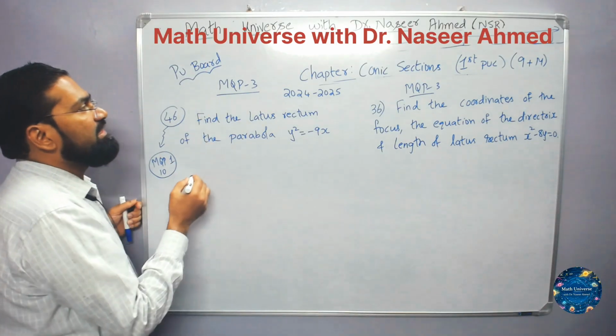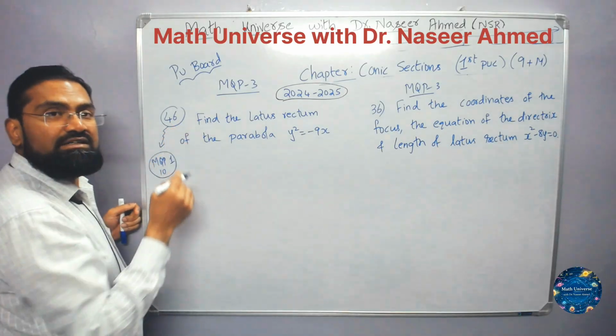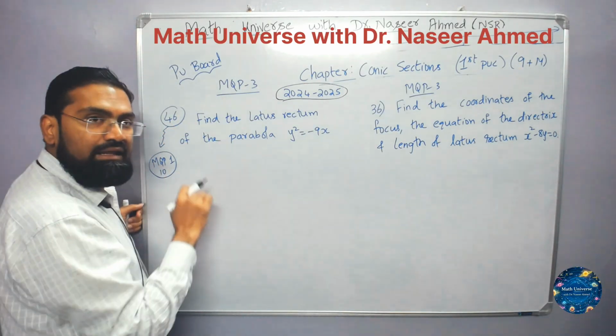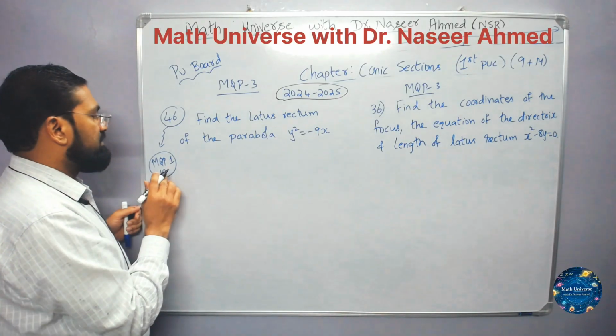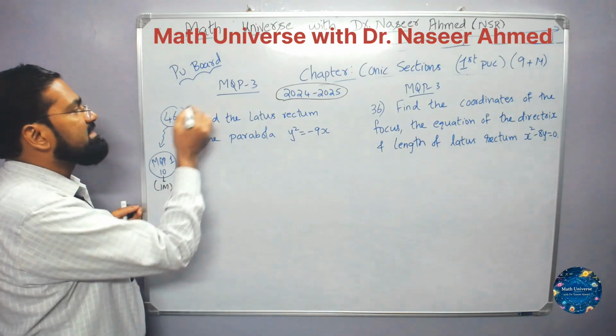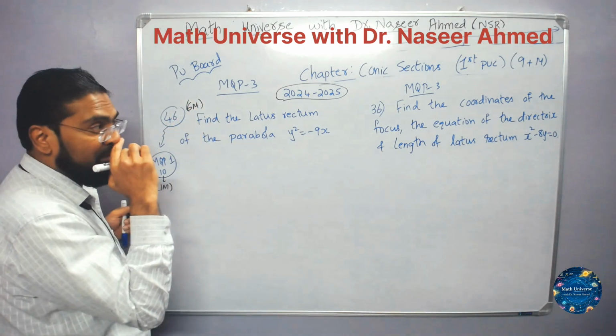Model question paper number 3, 2024-2025. Question number 46 is a derivation of parabola, which we have already discussed at the beginning, but the problem was pending. Now let's see the problem. The same question has come in model question paper number 1 for 1 marker. This is a 6 marker question in which it's a sub problem; the parabola derivation is already completed.